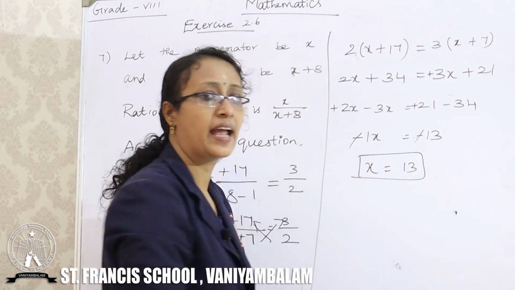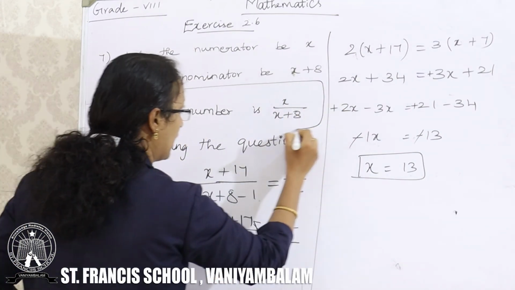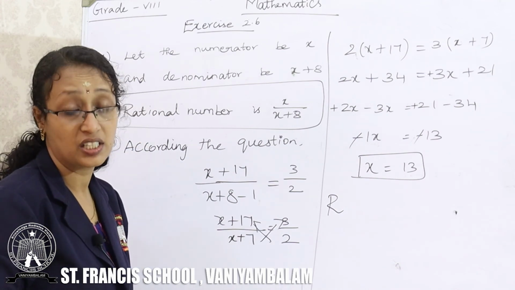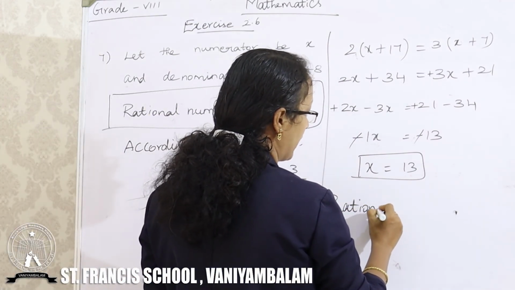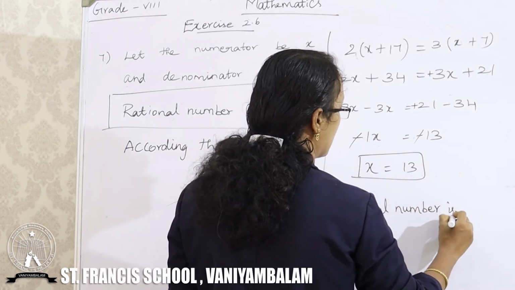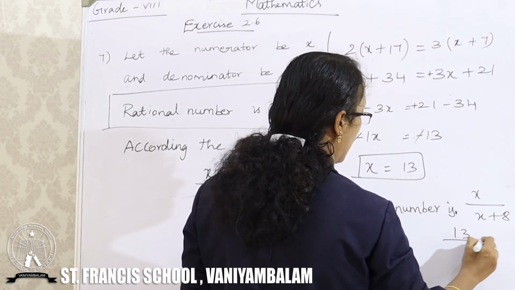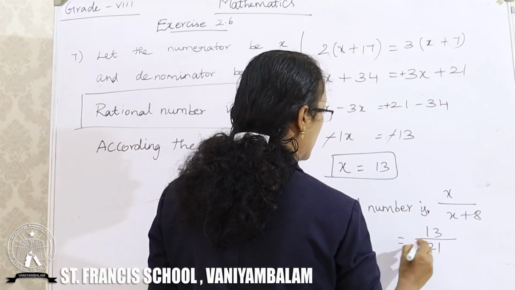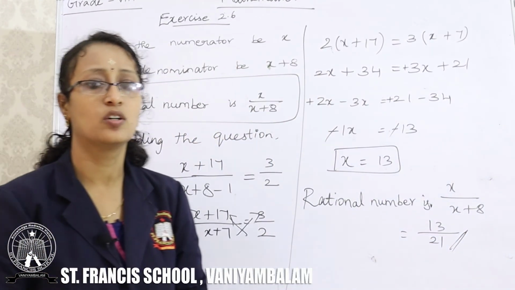We got the x, but we need the rational number. What is our rational number? It is given in the question, you have to find the rational number. Rational number is x by x plus 8. So x is 13 and what will be x plus 8? 13 plus 8 is 21. So this is your rational number. I think you got this problem.